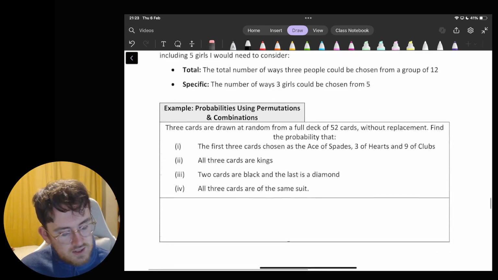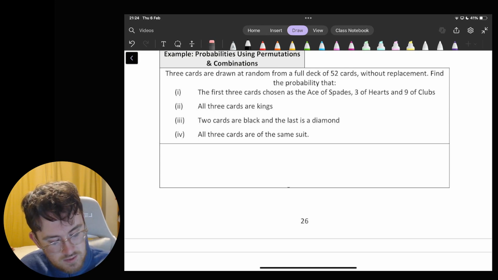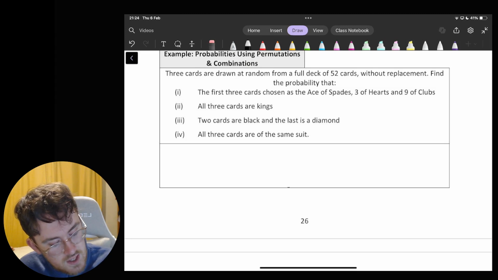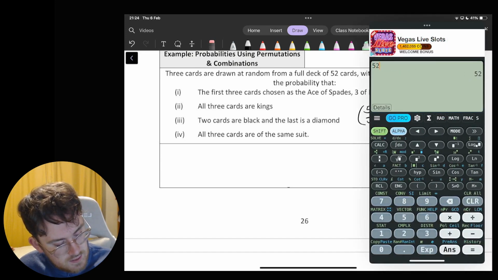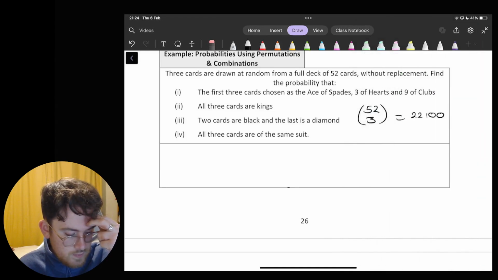Okay, so looking at an example here, 3 cards are drawn at random from a full deck of 52 without replacement. Find the probability that the first 3 cards chosen are the Ace of Spades, 3 of Hearts, and 9 of Clubs. So for all of these questions, we seem to be choosing 3 cards. Out of 52 cards, we're choosing 3. That can happen how many ways? 22,100. So that's going to be important for us in working through all of these probabilities.